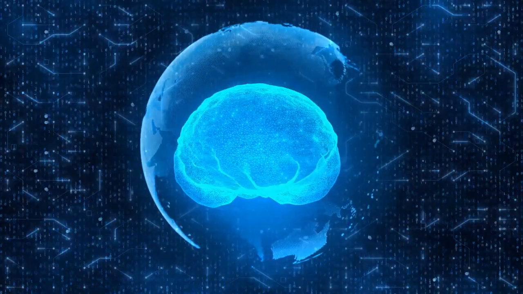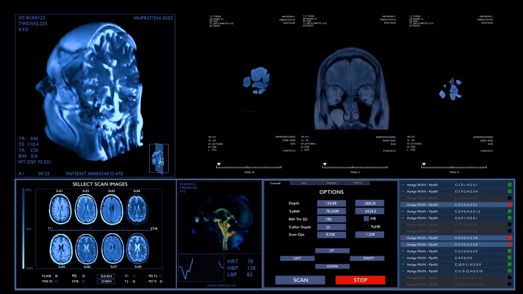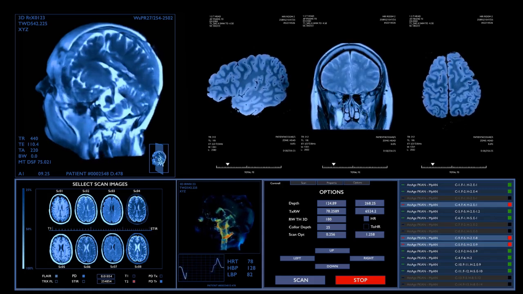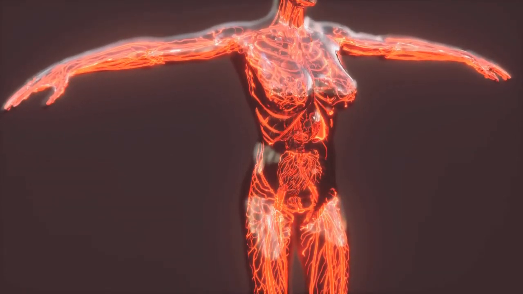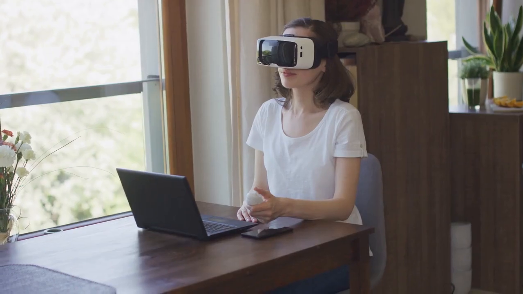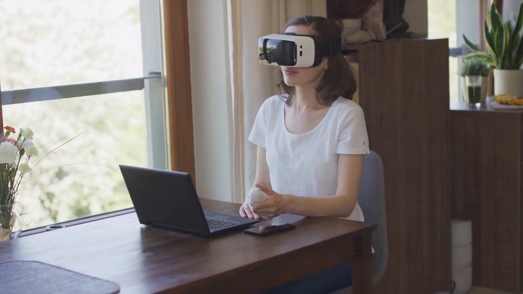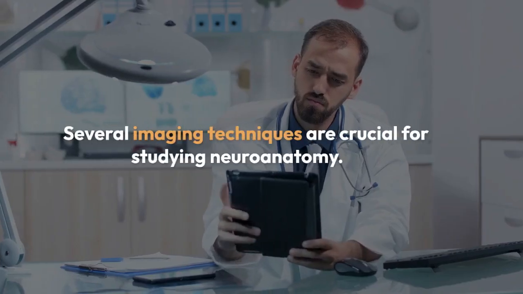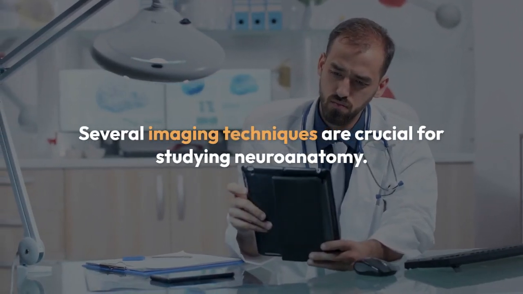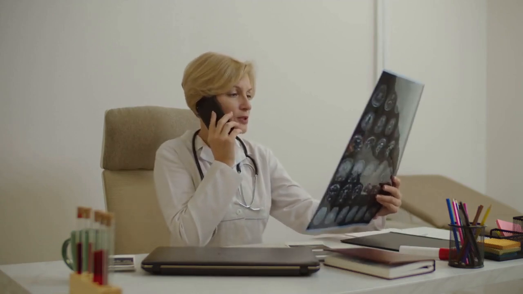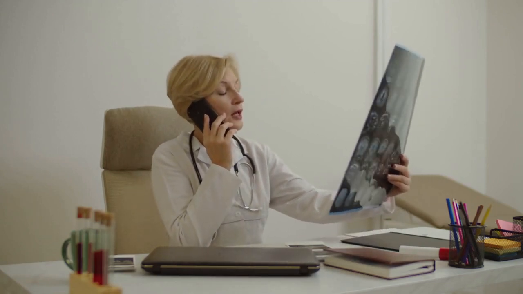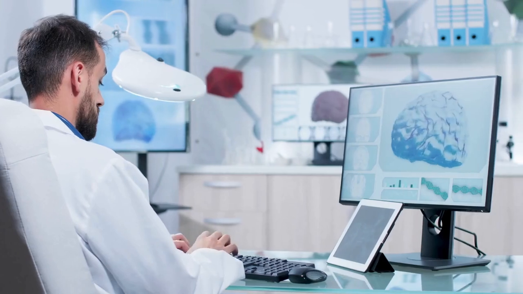The nervous system includes various functional pathways. Sensory pathways transmit sensory information from the body to the CNS, allowing us to perceive our environment. Motor pathways transmit motor commands from the CNS to the muscles, enabling movement. Autonomic pathways regulate involuntary functions such as heart rate and digestion, ensuring the body's internal environment remains stable and responsive to changes. Several imaging techniques are crucial for studying neuroanatomy.